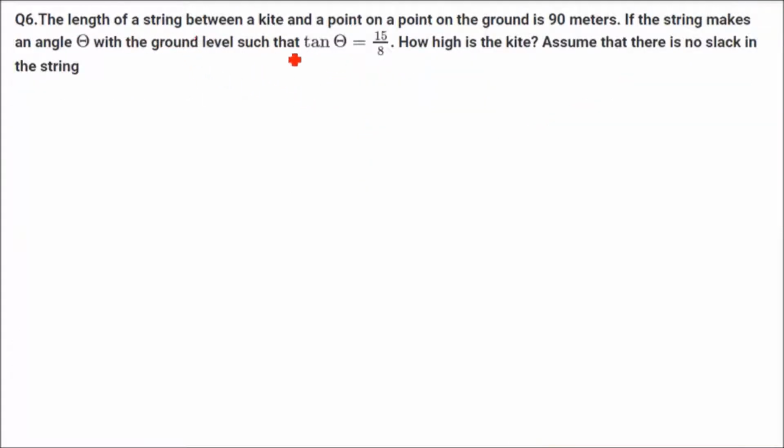The length of a string between a kite and a point on the ground is 90 meters. If the string makes an angle of theta with the ground level such that tan theta is given as 15 by 8, how high is the kite? Assume that there is no slack in the string.